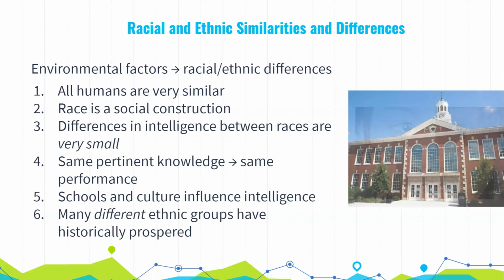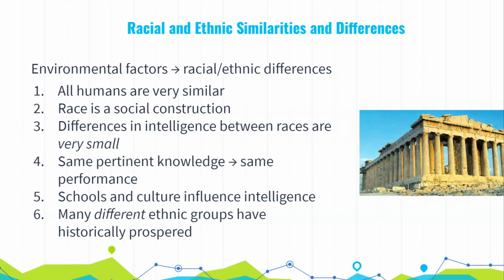Fifth, we know that schools and culture strongly affect intelligence. For example, Asian students tend to outperform North American students on math tests, but they also spend 30% more time in school on average. Sixth, and finally, throughout history, we have observed that many different ethnic groups, not just one dominant group, have experienced periods of remarkable achievement. 2,500 years ago, it was the Greeks and the Egyptians. More recently, we often take note of the quote-unquote Asian technological genius.